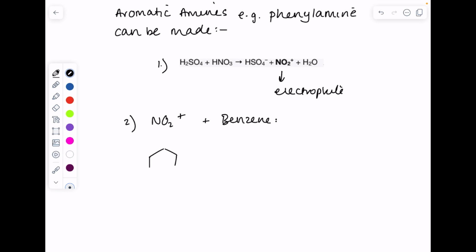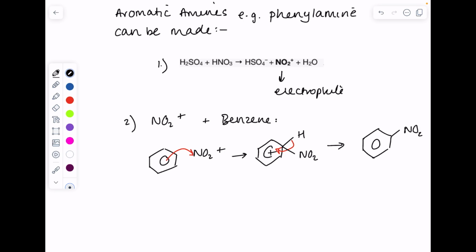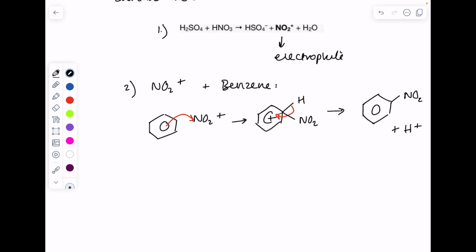Here's our benzene ring, our aromatic hydrocarbon. Here's our electrophile, using arrows to represent the movement of electrons. Remember, we need to reform our delocalized electron system using electrons from the carbon-hydrogen bond. So there's the carbon-hydrogen bond. The NO2 joins here, and then our final product, because we lose that hydrogen, looks like this. And we have a spare H plus ion. So this is nitrobenzene.